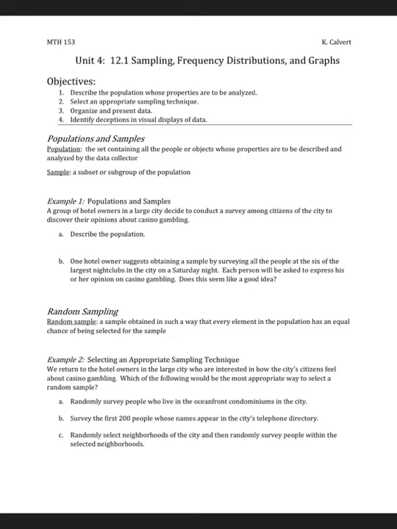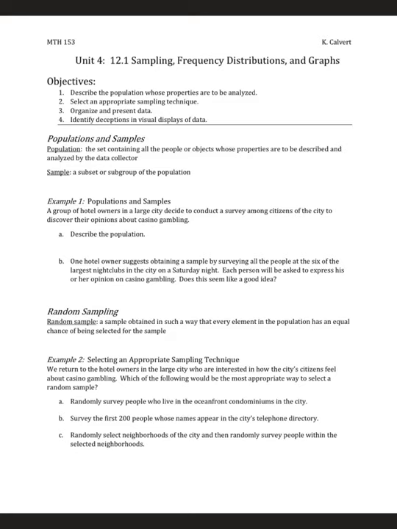Okay, example 1, populations and samples. A group of hotel owners in a large city decide to conduct a survey among citizens of the city to discover their opinions about casino gambling. And the two things we're looking at, A, it says describe the population. So let's go ahead and start with that. For the population, we want to know who is going to be the set of all the people or objects. And in this case, the set is going to contain all the citizens of the city.